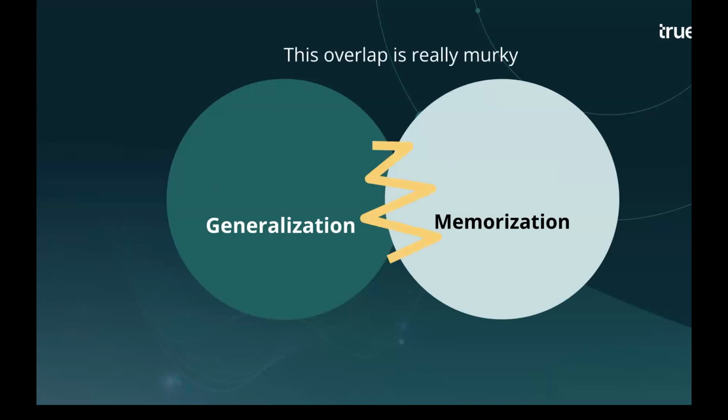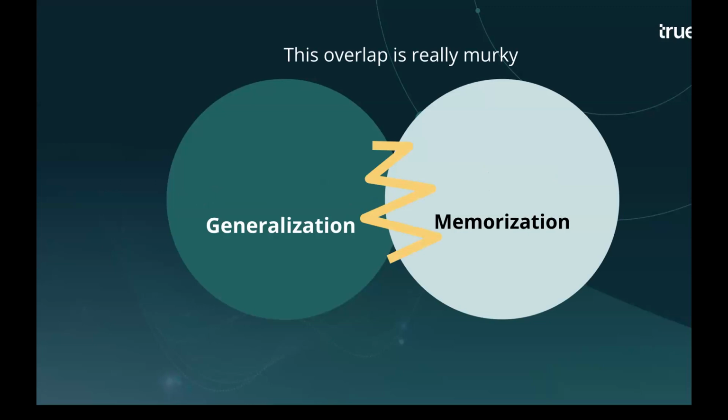And this overlap is really murky, right? How do you know when you're doing generalization? How do you know what is memorization? Where is the overlap so far? And this decades and decades of machine learning influence is sort of causing this issue of hallucinations that we might have seen so far.